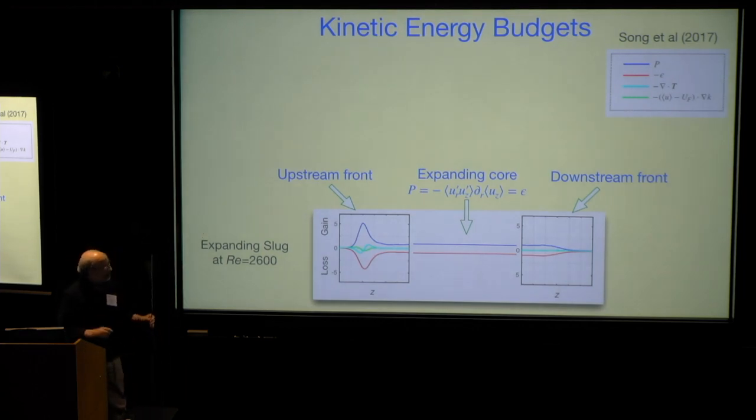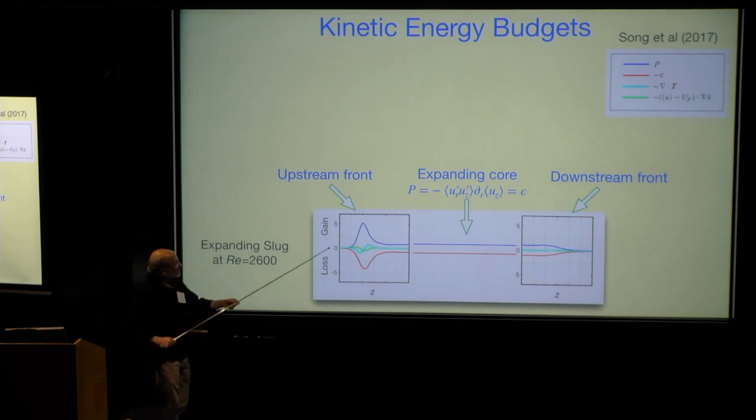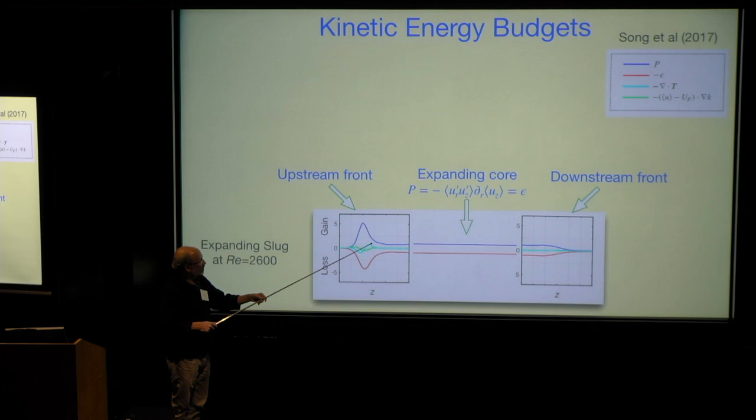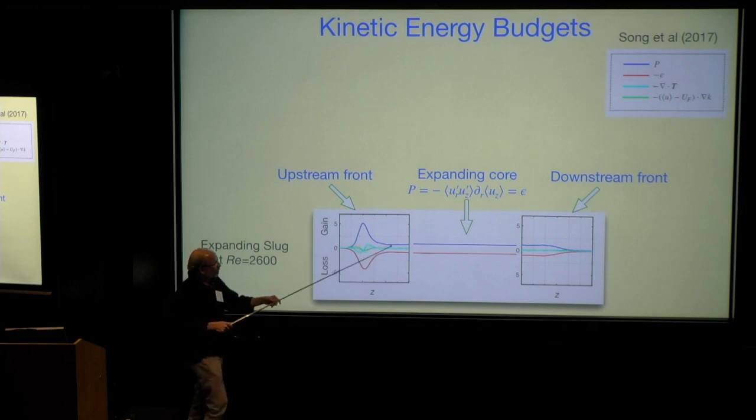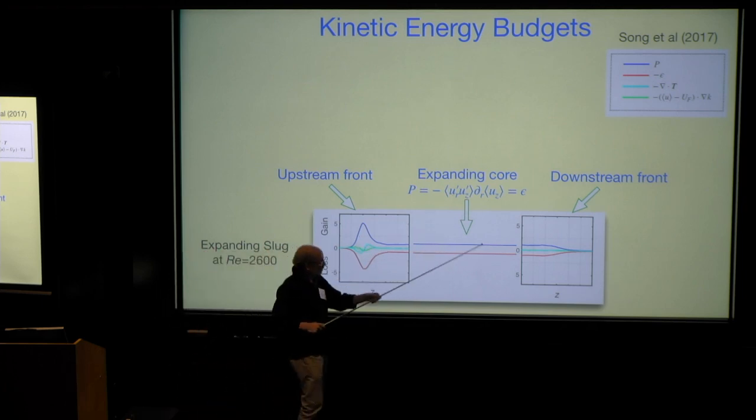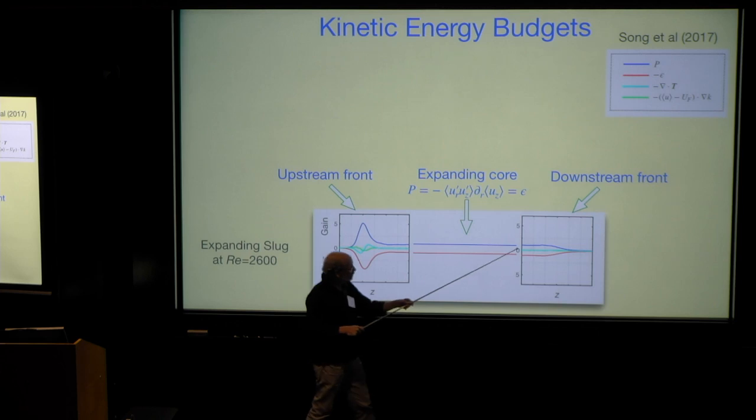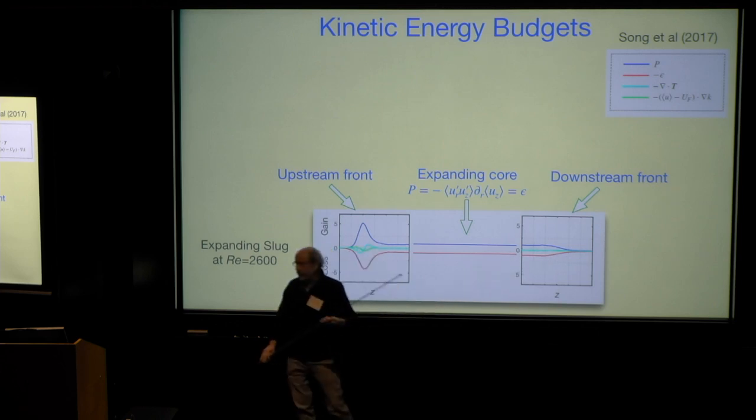Bofang Song did these. This is the kinetic energy budget for a slug. This is the strong production at the upstream front. This is the core of the slug where you get this balance. This is actual computed data, even though it doesn't look that way. This is the downstream front.